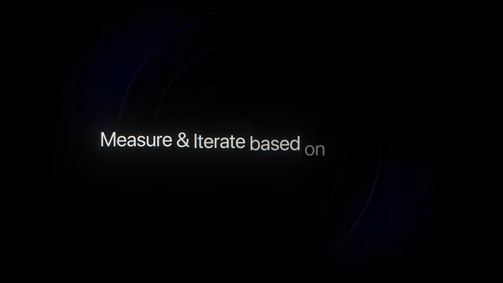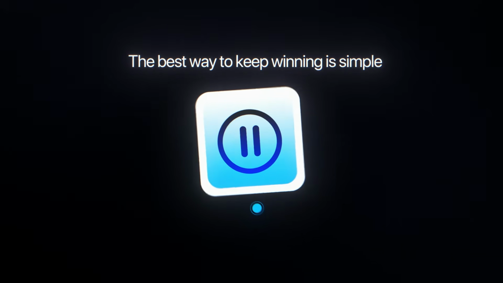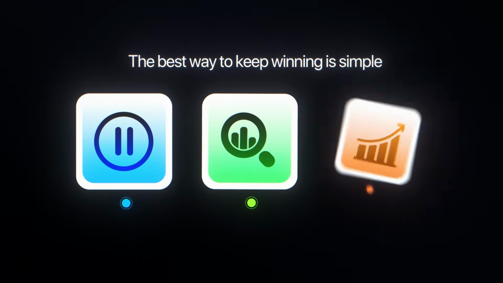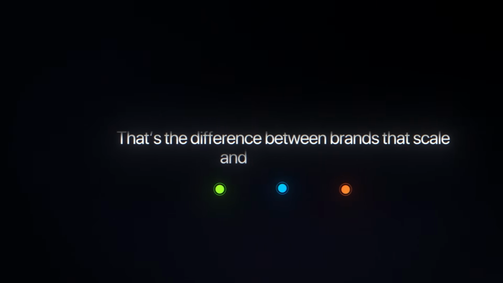You also want to measure and iterate based on analytics, and this is just as important for optimization. So you'll no longer have to deal with creative fatigue from just guessing what works. You can just look at data. The best way to keep winning is very simple. You need to know when to pause, analyze your data, and double down on what's already performing. And that's the difference between brands and apps that scale and the ones that stall. And here's exactly what to pay attention to.